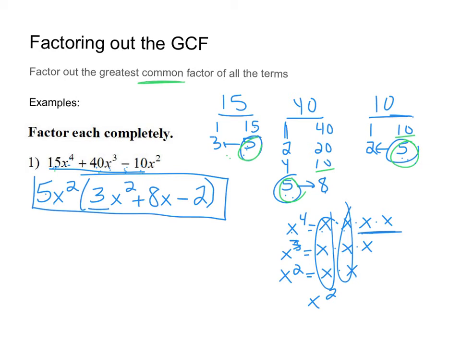So this is the factored form of this expression. Remember, factor means to write something as its product. So what numbers did we multiply together to get this expression? We multiplied this together to get that. So we have factored.